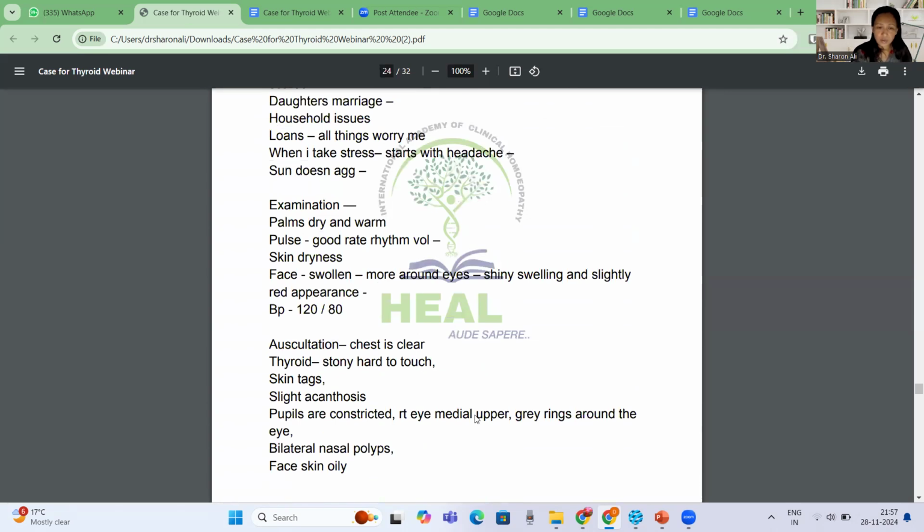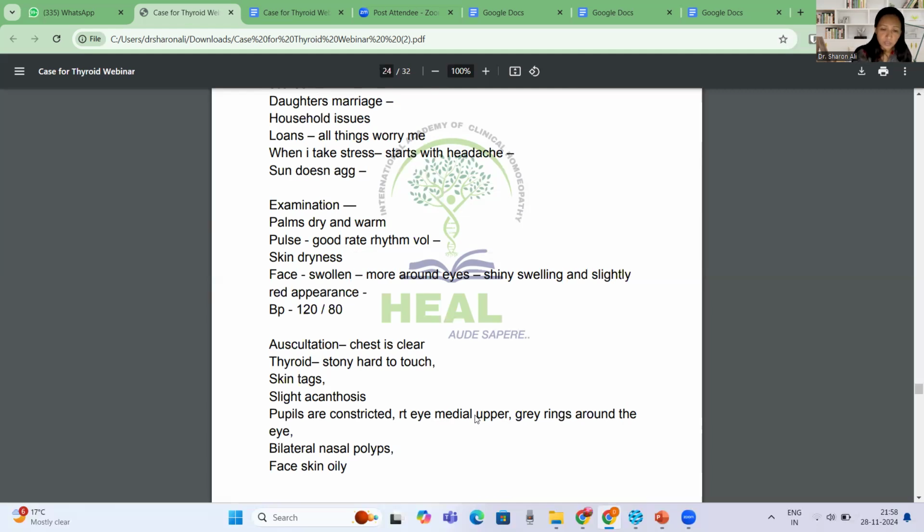vitals. She has dry and warm palm. She has pulse, which has got a good rate, rhythm, and volume. Skin is dry. Face is swollen more around the eyes, shiny swelling with slightly red appearance. 120/80 BP. Thyroid was stony, hard to touch. There were skin tags, which we consider psychosis. Acanthosis, which we see as insulin resistance.